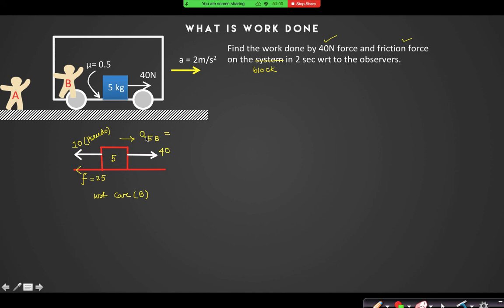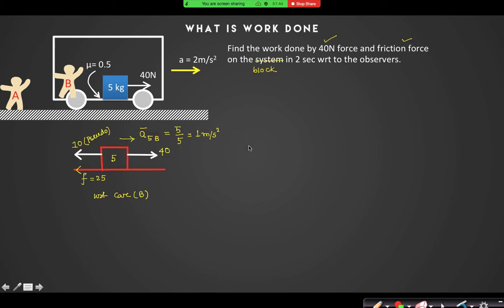So what is the acceleration of the block with respect to person B? Can you tell me? It is 1 meter per second square. 40 minus 25 minus 10, that is 5, and 5 kg gives 1 meter per second square. Yes, with respect to B it is 1 meter per second square. With respect to A, it is 3.